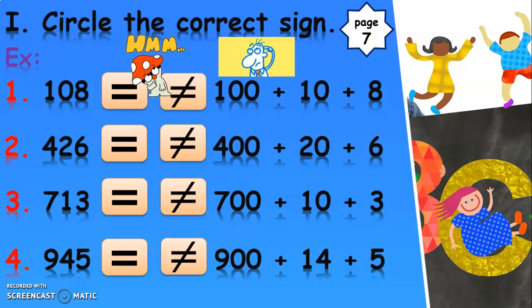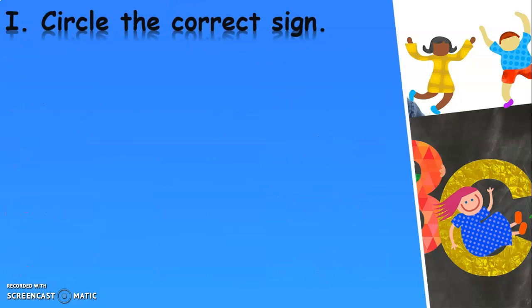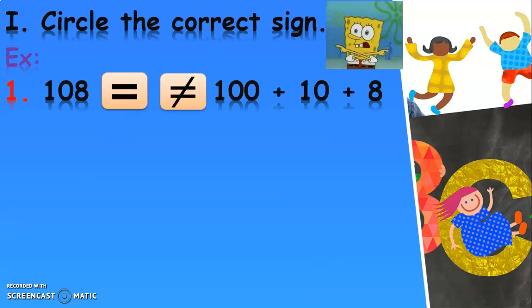If you are ready, we can now see the correct answers. So for letter I, the correct answer for number 1 is unequal to. Remember that you are given the expanded form of a certain number, so try to think of the number for this. 100 plus 10 plus 8 will be equal to 118. If this is 118, then it means the number is not equal to 108.